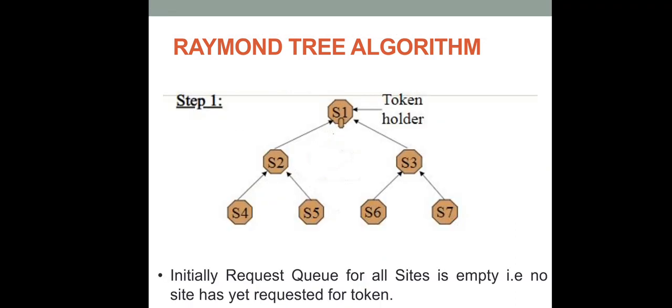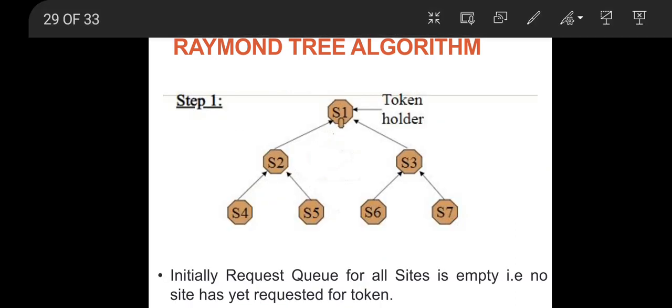Let us take this example. Let us consider this scenario. Here, S1 is the site which is currently having the token. How do we know about it? Because if we see the directions, all the sites have been logically arranged in a tree-like structure, wherein S1 is the root.